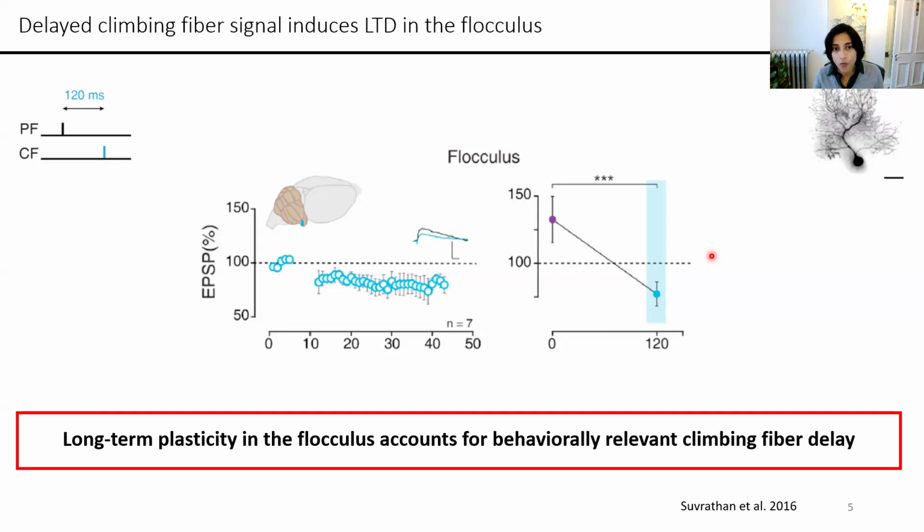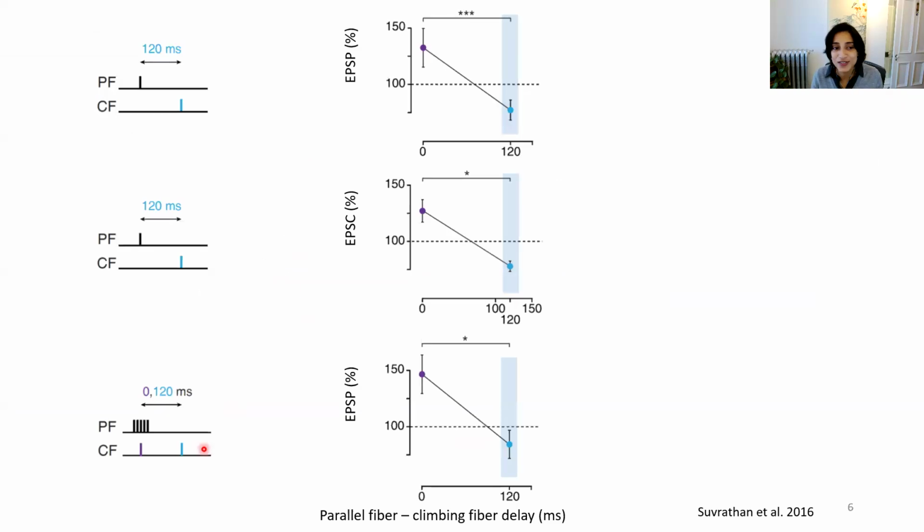Now, this form of plasticity induction, for the plasticity aficionados, was true across a range of conditions, accounting for the fact that parallel fibers fire in bursts, and it held in current clamp and voltage clamp. The point to notice is that if you delay the climbing fiber by 120 milliseconds, you get effective long-term depression at parallel fiber synapses, which you do not get when this is coincident.